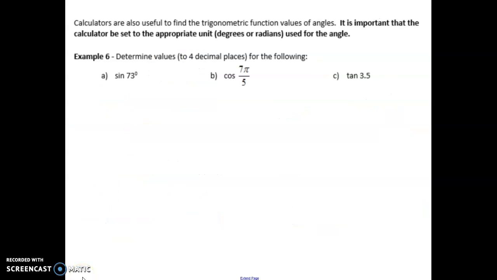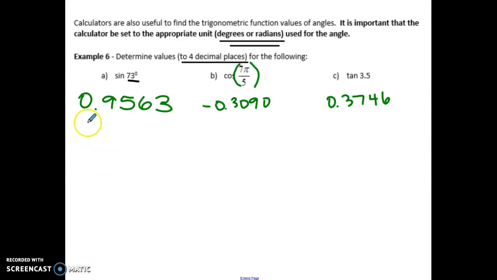All right, for example 6, we're getting onto calculator work. We know it's calculator work because it says determine values to 4 decimal places. So anytime we're talking about doing decimal places, we know we're using our calculators. The big thing is that your calculator will need to be in either radians or degrees based on the angle that you're given. So the first one here, it is 73 degrees. So all we're doing on our calculators is typing in sine 73, and your calculator has to be in degrees. Alright, so once you've typed it in, again, just check your radians or degrees.